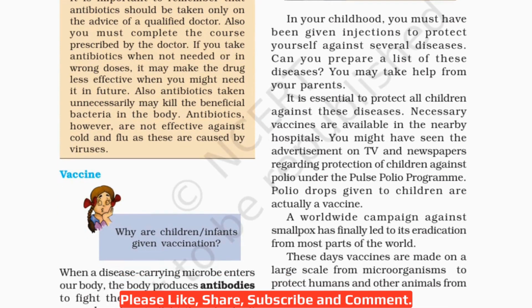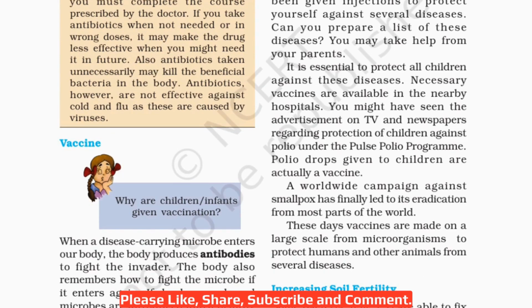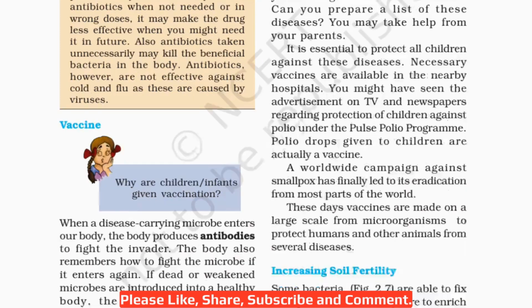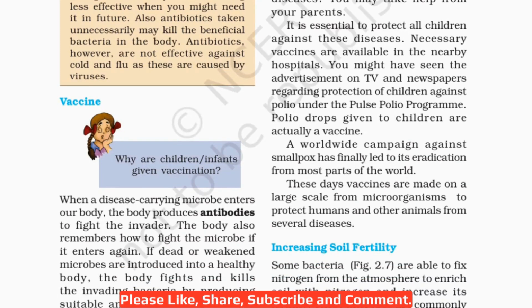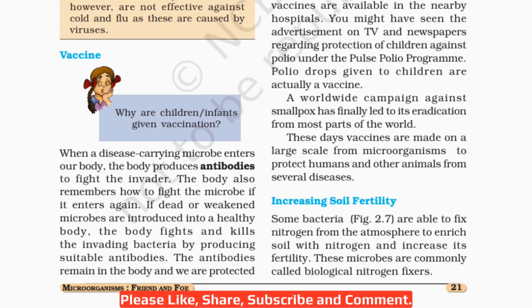You might have seen the advertisement on TV and newspapers regarding protection of children against polio under the Pulse Polio program. Polio drops given to children are actually a vaccine. So this is an example of a vaccine. If you want, you can add this to the definition. A worldwide campaign against smallpox has finally led to its eradication from most parts of the world. These days, vaccines are made on a large scale from microorganisms to protect humans and other animals from several diseases. So this is the use of vaccine.